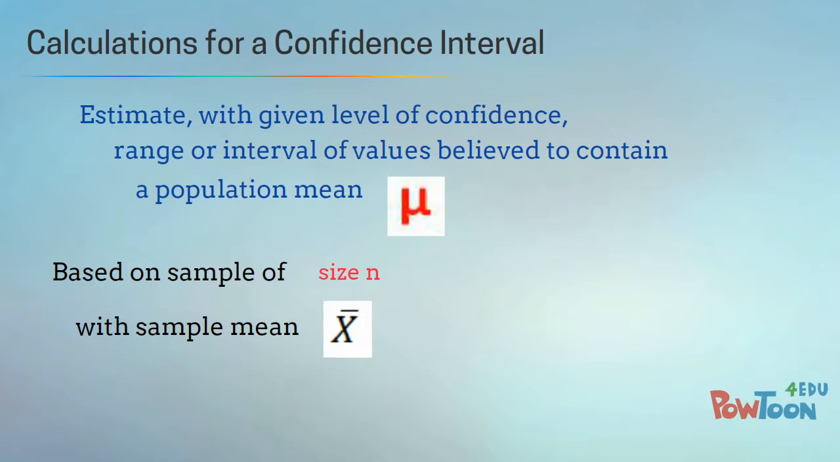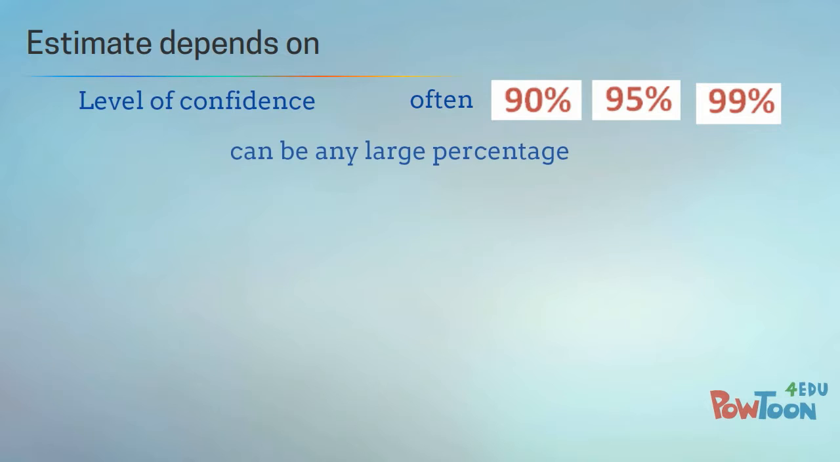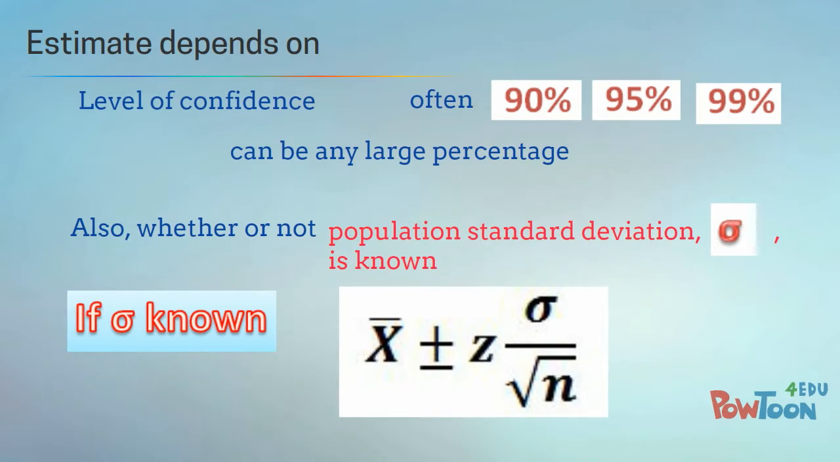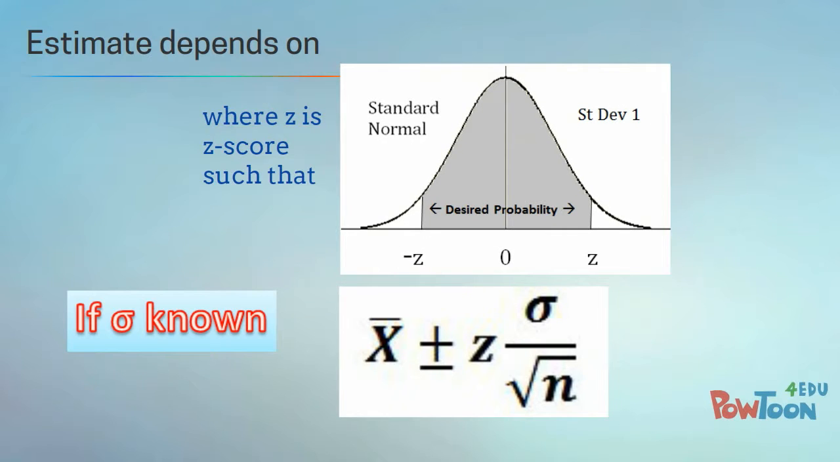sample mean x bar. The estimate depends on the level of confidence desired for the interval, which is commonly 90%, 95%, or 99%, but can be any large percentage. The calculations depend on whether or not the population standard deviation sigma is known or assumed known. If it is, we use the formula x bar plus or minus z times sigma over the square root of n, where z is the z-score for which the desired amount of probability, that is, the level of confidence, is in between this z-score and its negative on a standard normal distribution.